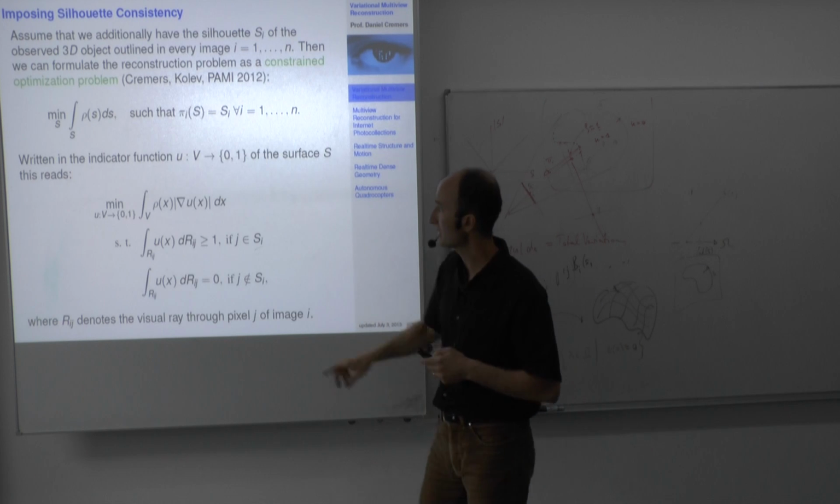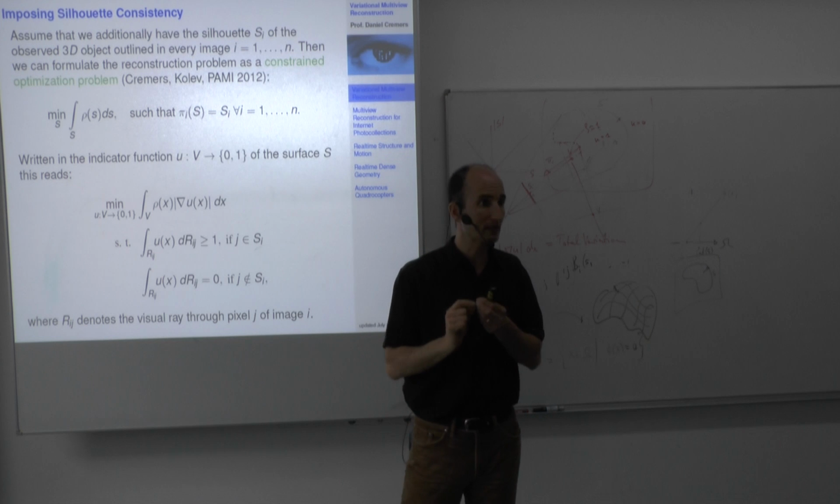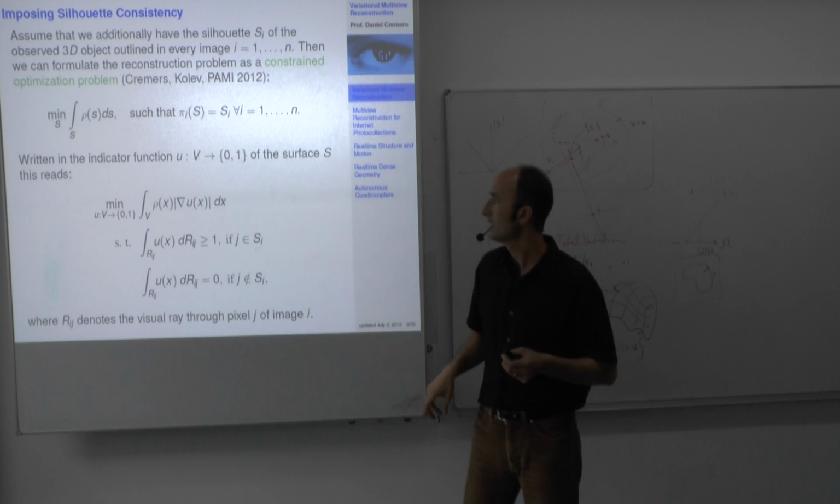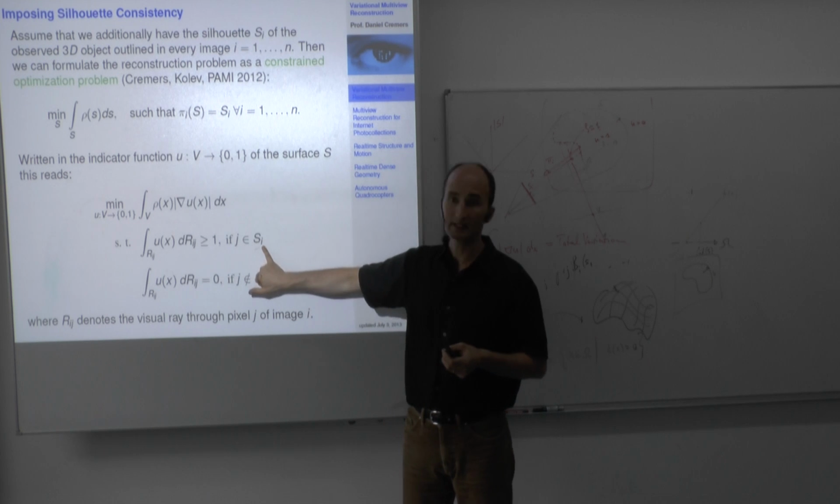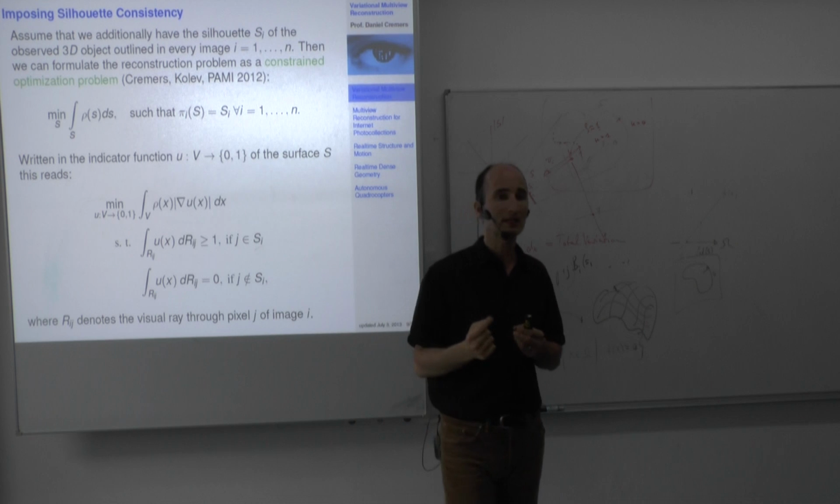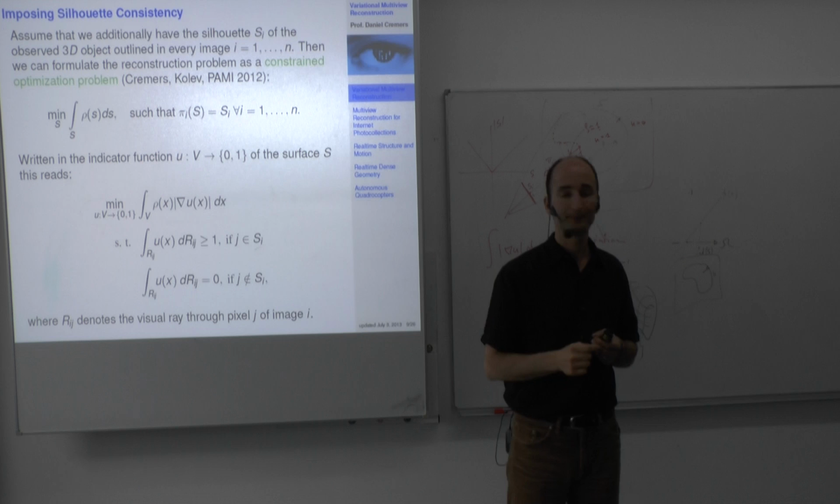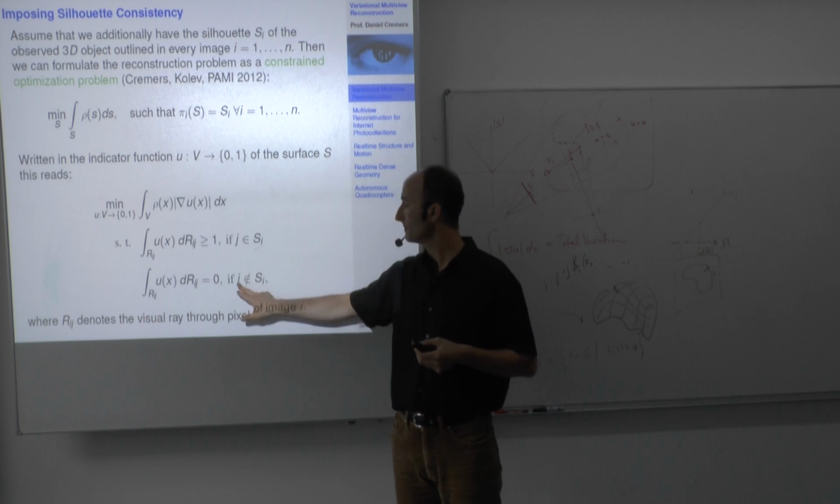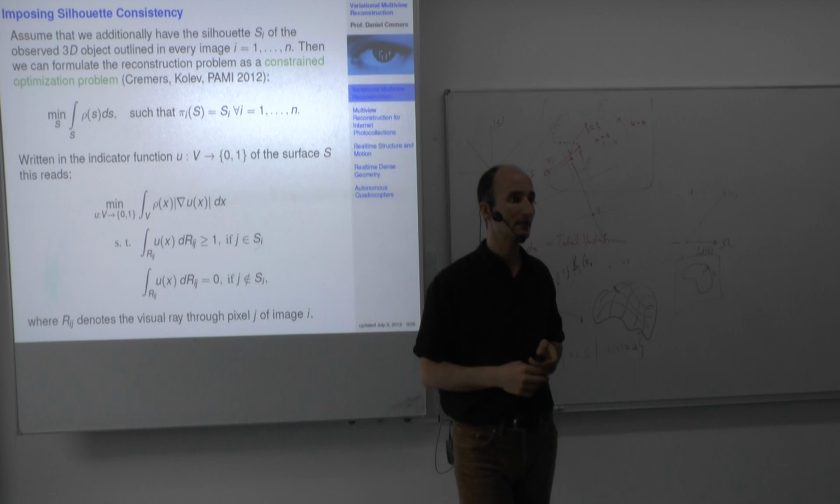And I can represent them if Rij is that ray through pixel j of image i, if you will. Then I'm saying if that pixel is in the silhouette area, then the integral along that ray should be at least 1. There must be at least one voxel that is on in that sum. Whereas if the pixel is not in the silhouette, then the integral is exactly 0.